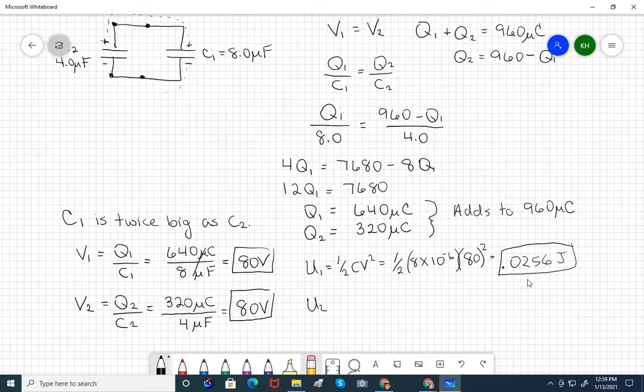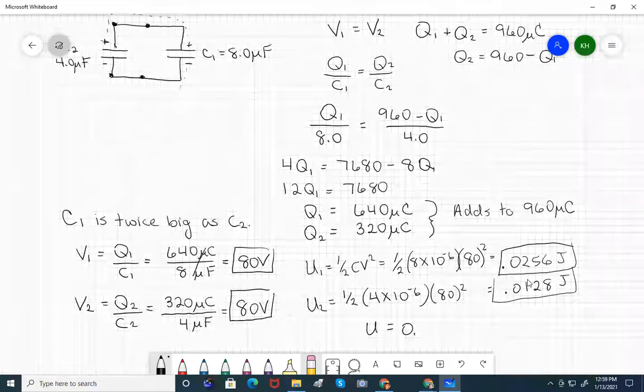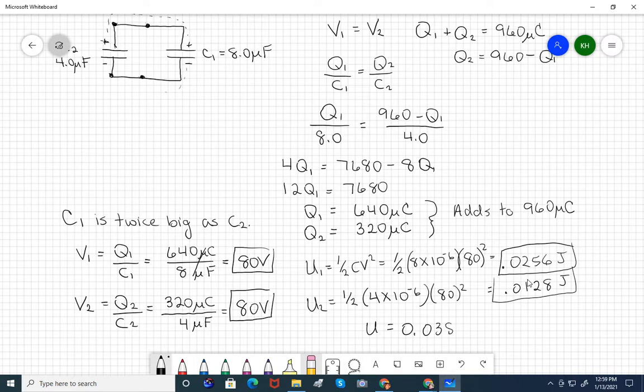The second capacitor stores 1/2 times 4 times 10 to the negative 6 times 80 squared, and that gives us 0.0128 joules, half as much, so that the total energy, if we add those two together, is actually only 0.038 joules. So we did not actually increase the amount of energy stored when we did that.